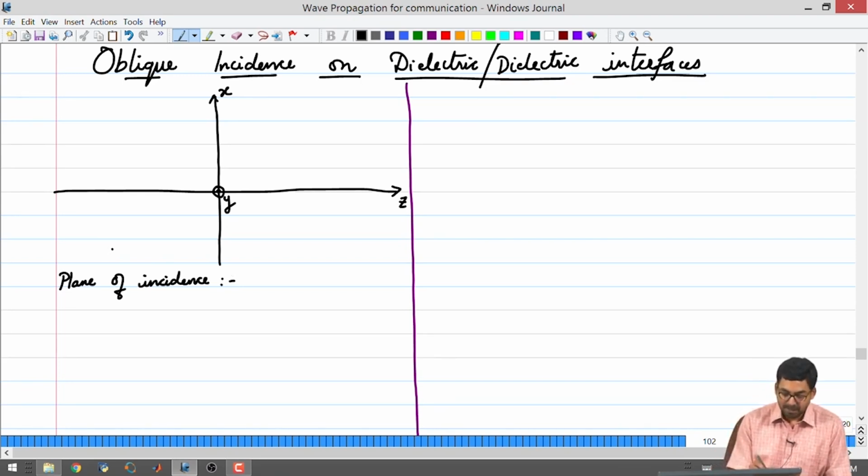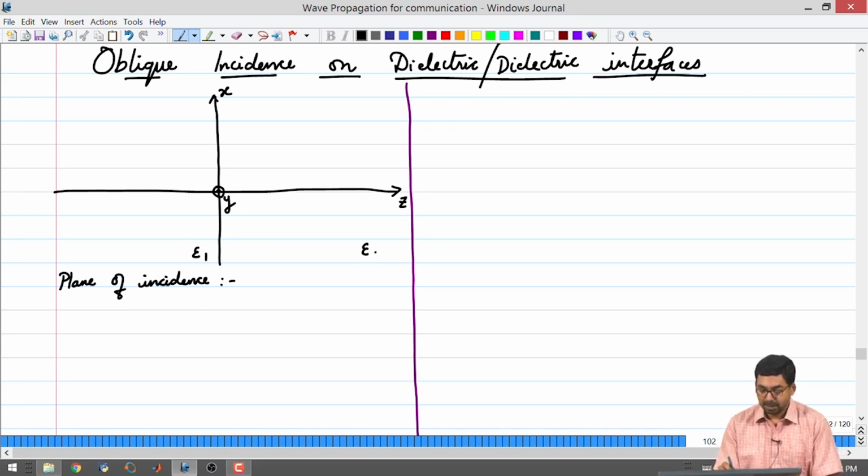So, I am having a medium. On the left hand side, the dielectric constant is epsilon 1. On the right side, the dielectric constant is epsilon 2. So, it is a dielectric interface, and I am also assuming that mu 1 could be equal to mu 2, like in the majority of cases. Even if it is different, it does not matter, but there is no sigma coming into the picture; sigma is 0 on both sides.